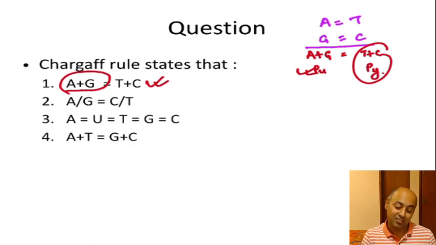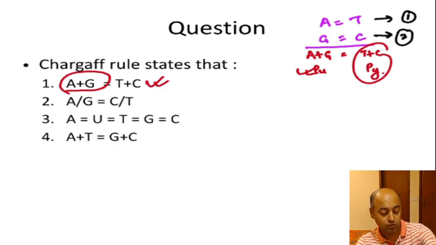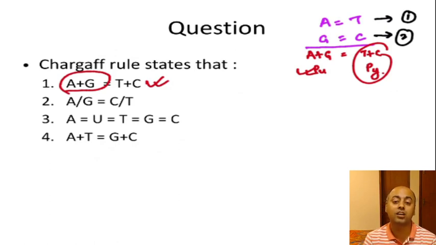So now there's a big problem. How are you going to attempt the question? If this question comes in the exam, a lot of permutation combinations are possible. So I'll give you a trick. Label this equation as one. Label this equation as two, and whenever you get a question for comparison based on the Chargaff rule, you replace the values accordingly. For example, the option is A plus T is equal to G plus C.